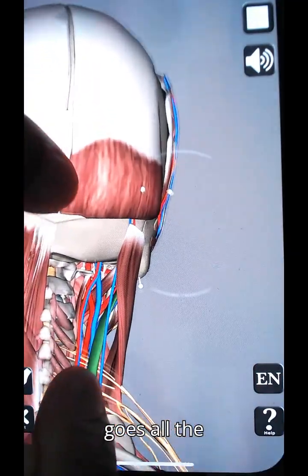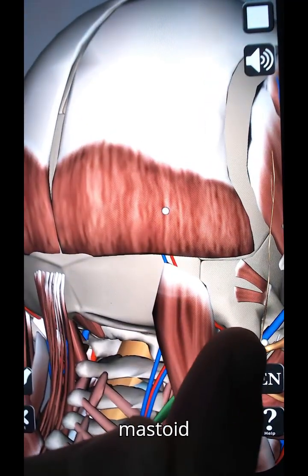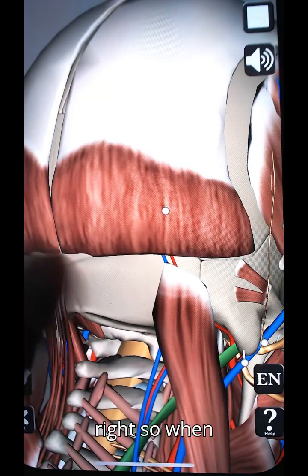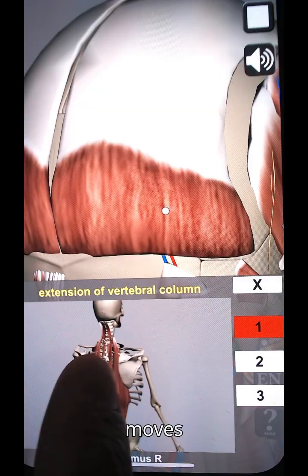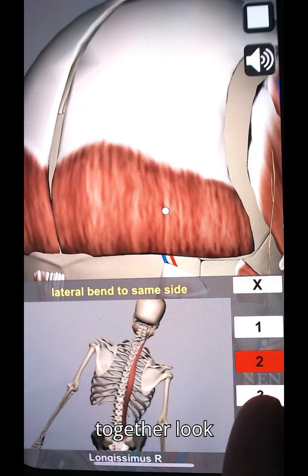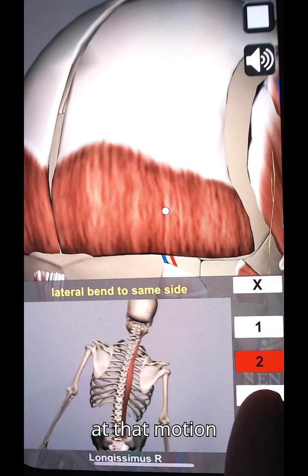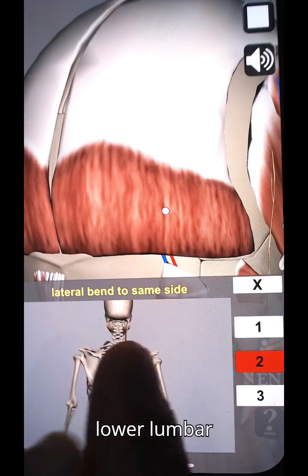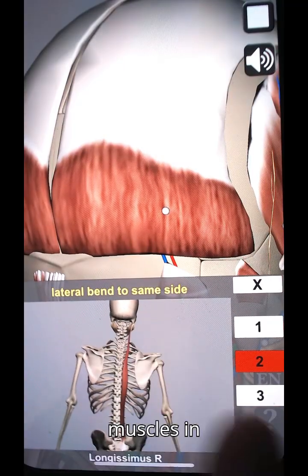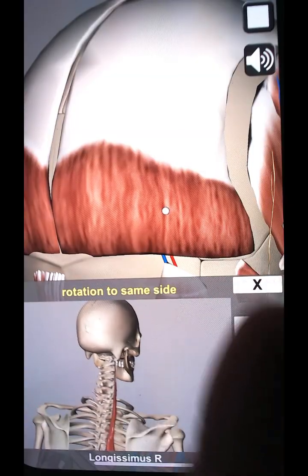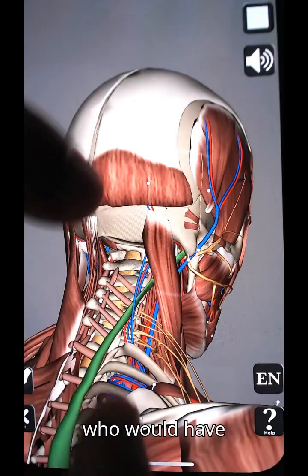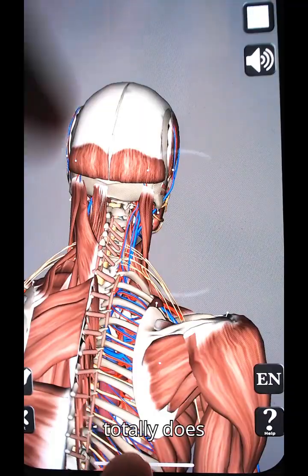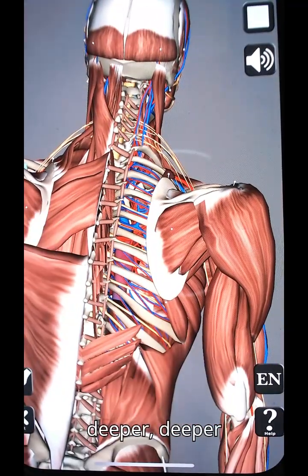And then look at that. Longissimus goes all the way to that mastoid process right there, that mastoid process of your skull, right? So when it's attached to your skull like that, it moves everything from that skull synergistically together. Look at that motion right there. So if you have some tightness down in your tailbone, and if you have tightness in your lower lumbar, you're starting to deviate these muscles in your neck. And boy, who would have thought that a sacral muscle can affect your neck? Totally does.